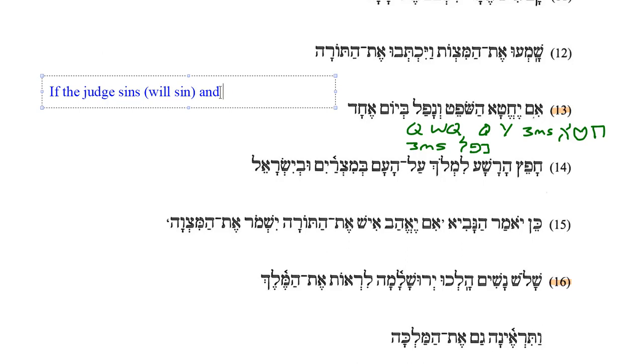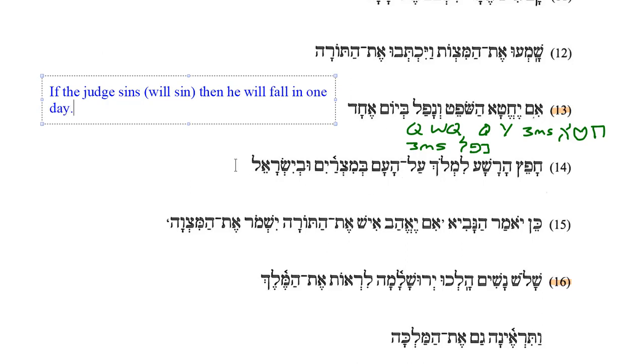Here we supply the third masculine singular pronoun. And probably the vav, we could say then. The vav can be used, particularly if we begin with an if, as a then. So literally, if the judge sins and he will fall, we can translate that, if the judge sins then he will fall. Notice the wekatal, if it follows a future, we'll pick up the future tense, and then biyom echad. So in a day one, or in one day. Echad is one, yom is day, and we just put those together in one day. So if the judge sins, then he will fall in one day.